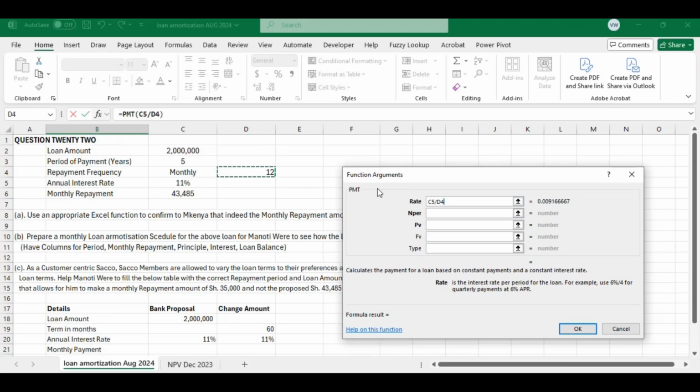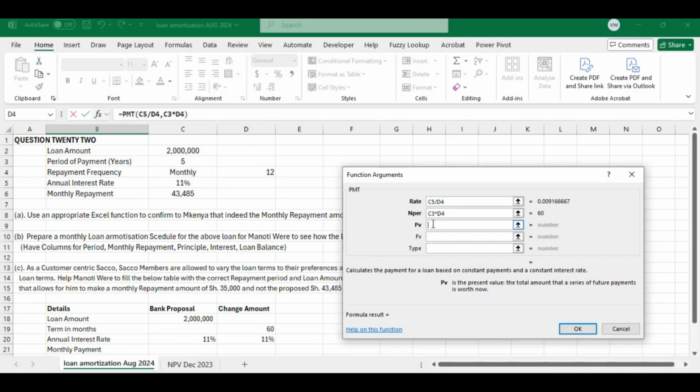I'm not typing manually, and the reason for this, I think I've already emphasized in our previous classes, is that when you type a value, sometimes it becomes very difficult, especially in a scenario where the data is expected to change. But when you reference a cell, it becomes very easy. It makes your data set very, very dynamic. Then the next part is the total number of payments of the loan. Because we know the period is 5 years, we'll click on 5 years, but because it's monthly, we'll multiply the 5 years by 12 months, so that the total periods will be 60 periods.